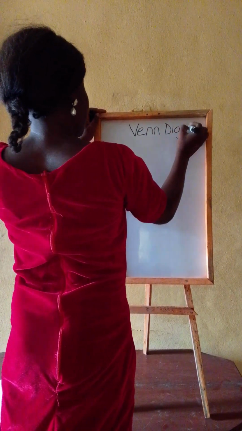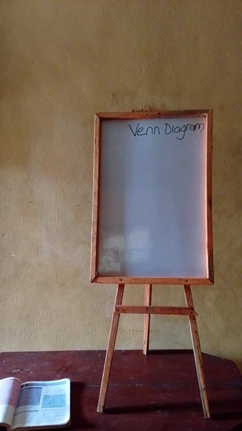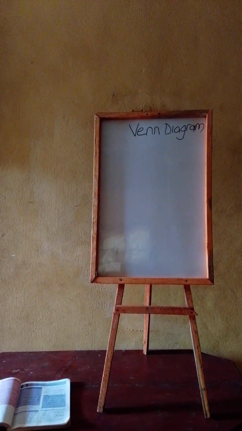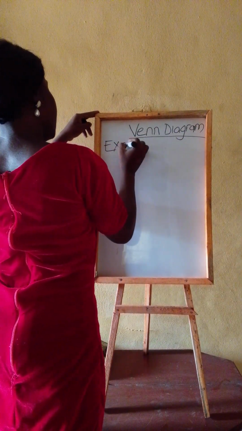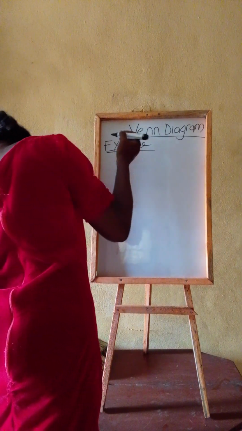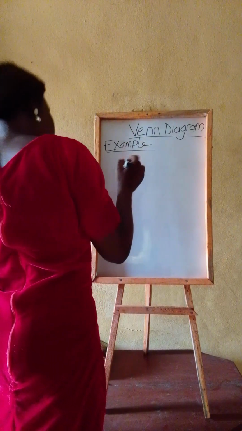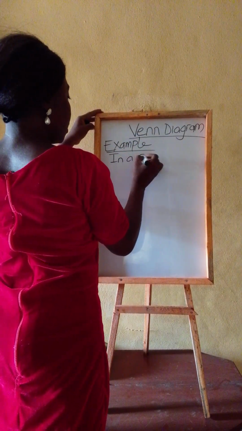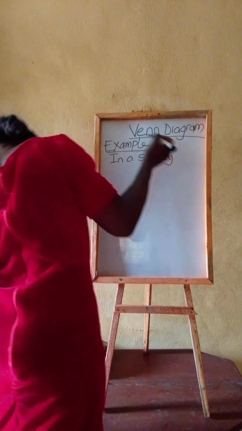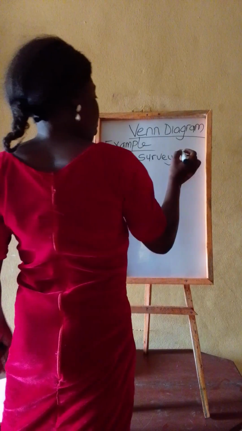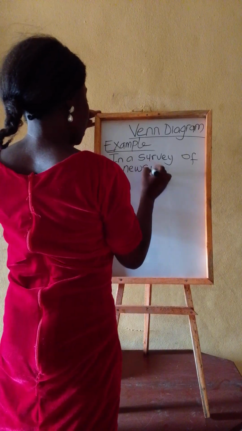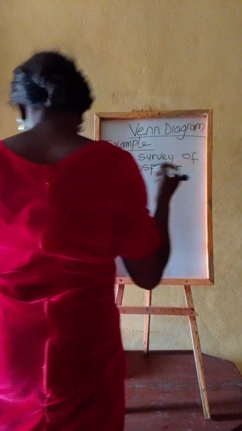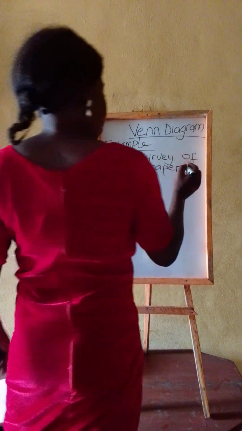Diagram. Example. In a severe of 290 newspaper readers.